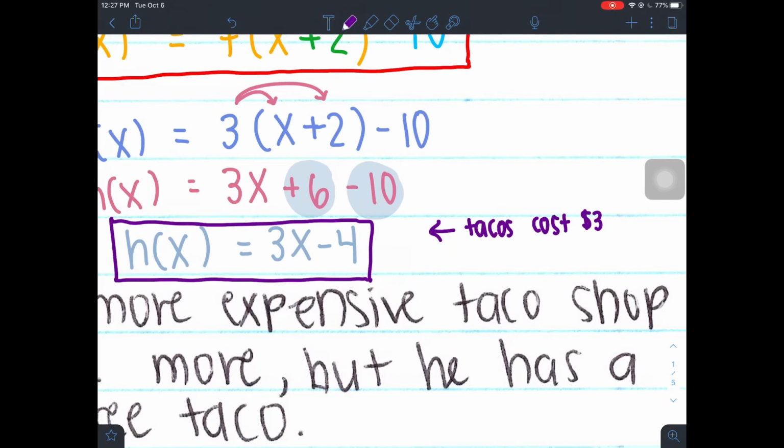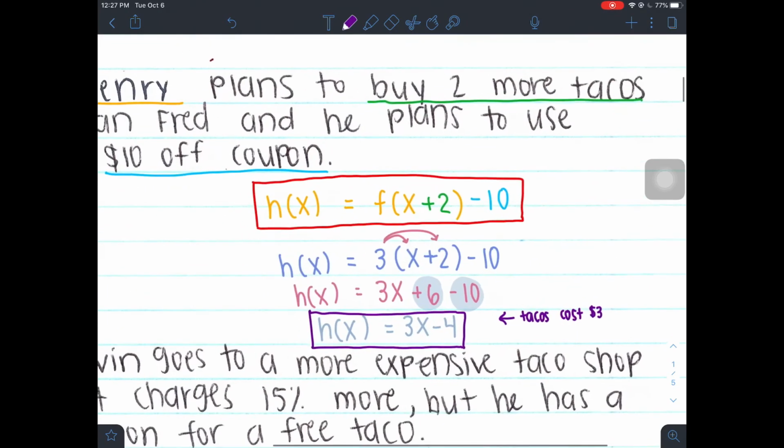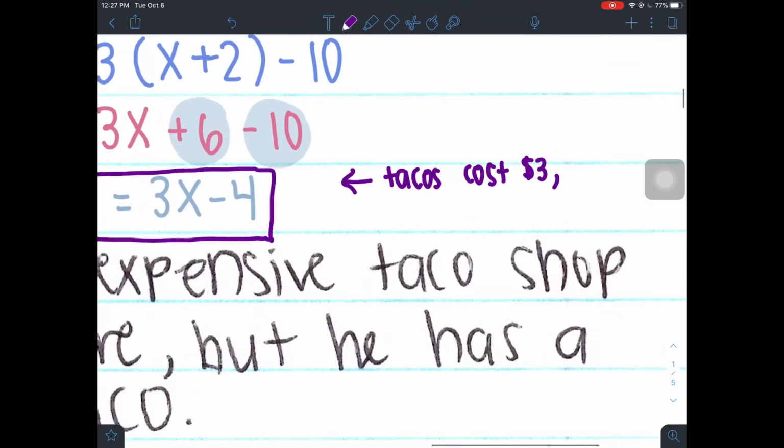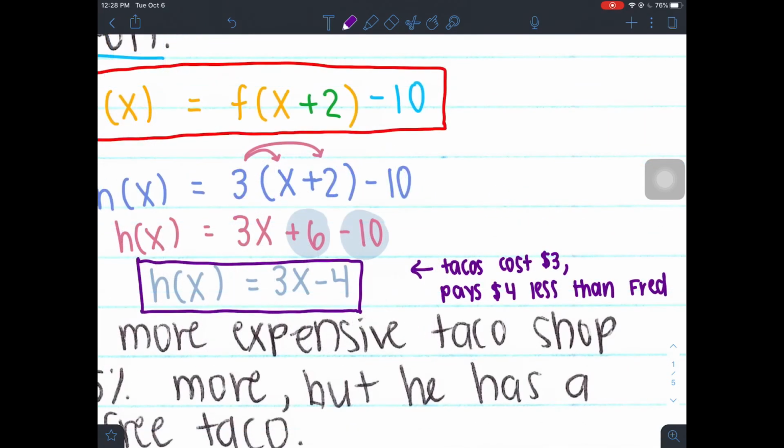Now, what does the minus 4 at the end mean? Well, even though Henry ended up buying 2 more tacos, he has a $10 off coupon, so he's actually going to pay still $4 less than Fred. He's going to pay $4 less than Fred in the end. So what does 3 mean again? The 3 means that tacos are going to cost $3 each still, because he's still going to the same taco shop. They're still paying $3 for each of them. But that minus 4 at the end means he's going to end up still paying $4 less than Fred.